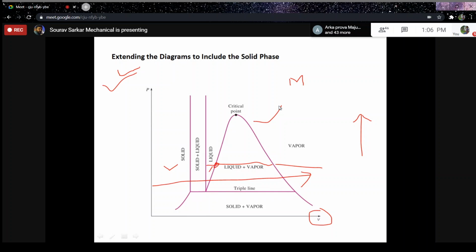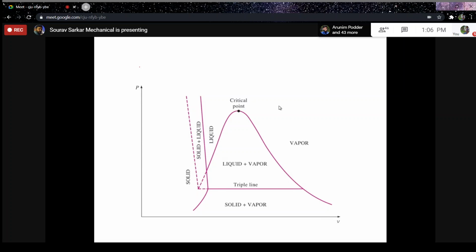These substances always expand during melting. This type of substance expands during melting. But life is not so simple.